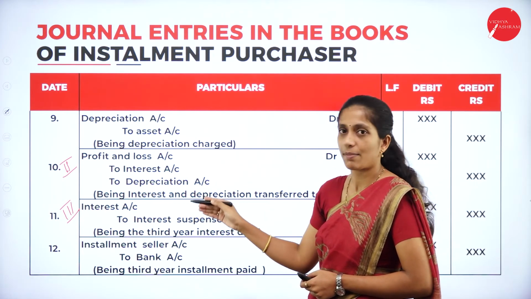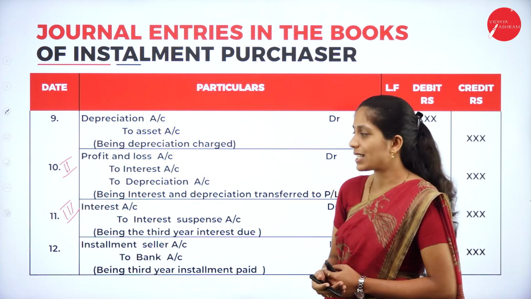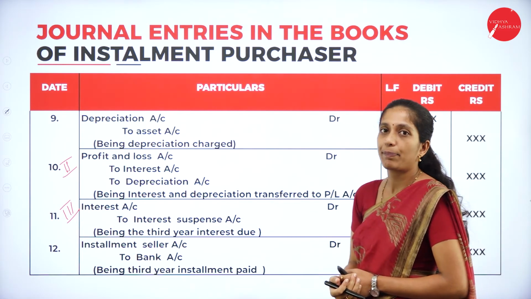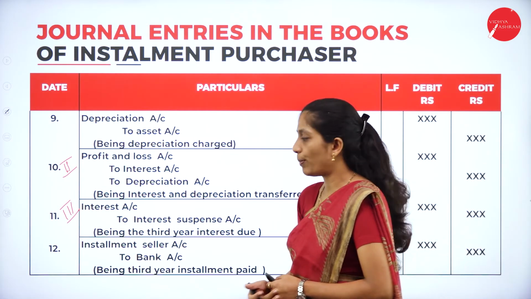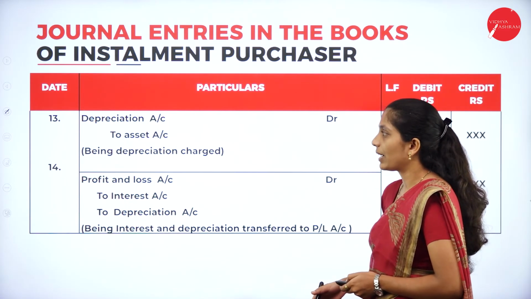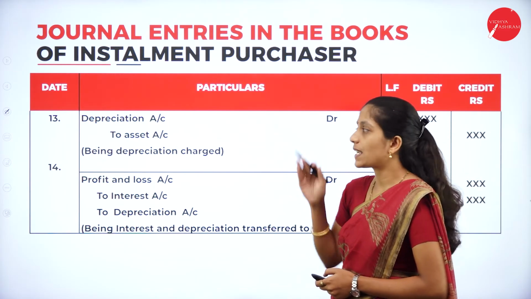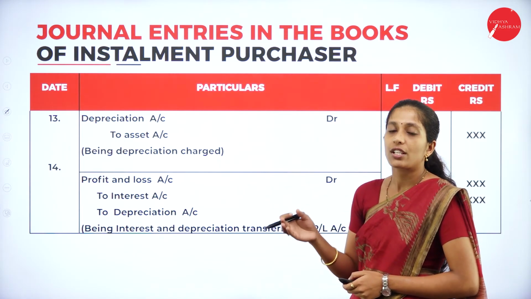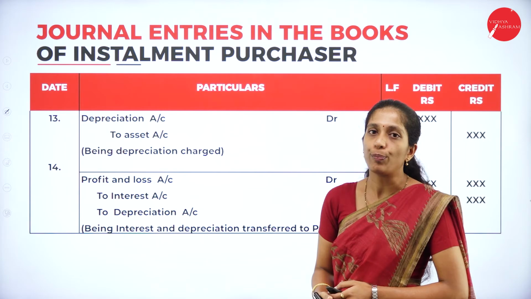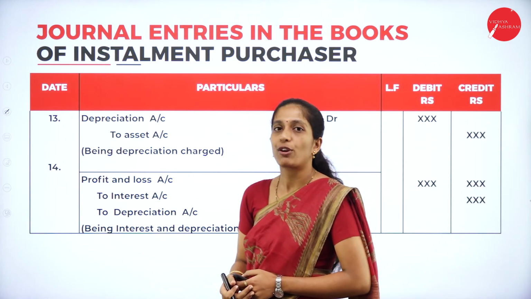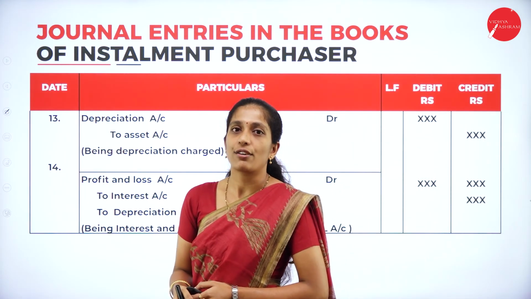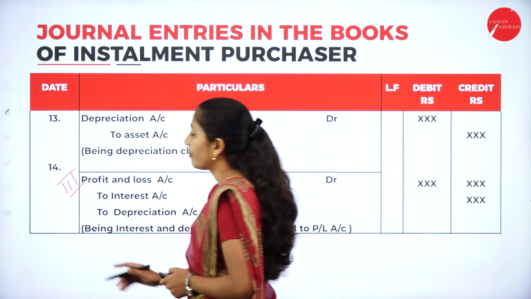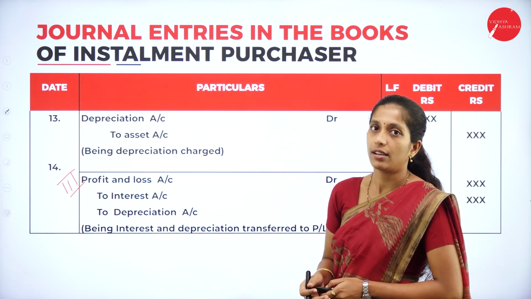So what is the third year interest entry? Interest remains the same. Interest account debit to interest suspense account, being the third year interest due. Next is for installment paid. Installment seller account debit to bank account, being third year installment paid. Next, depreciation. Depreciation account debit to asset account, being depreciation charge. Next, the last entry is for transfer of interest and depreciation to profit and loss account. The entry will be profit and loss account debit to interest account, to depreciation account. So till here we have recorded entries for the third year.